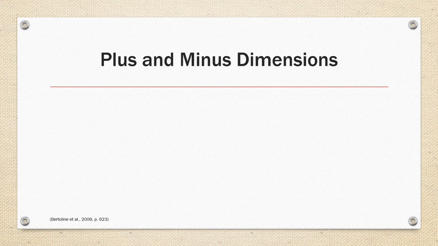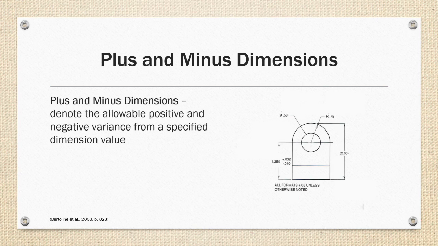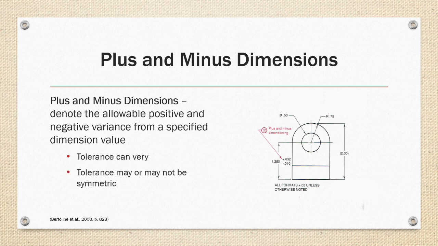Plus and minus dimensions. Plus and minus dimensions denote the allowable positive and negative variance from a specified dimension value, as shown in the image on the right. The tolerances on a plus or minus dimension can vary from each other on a given drawing, and the tolerance can be either a symmetric or asymmetric range from the nominal dimension given.